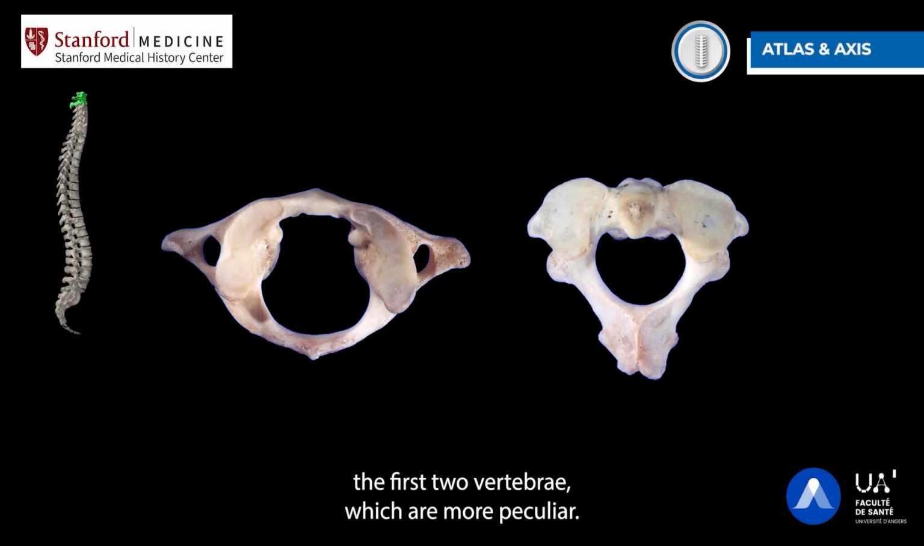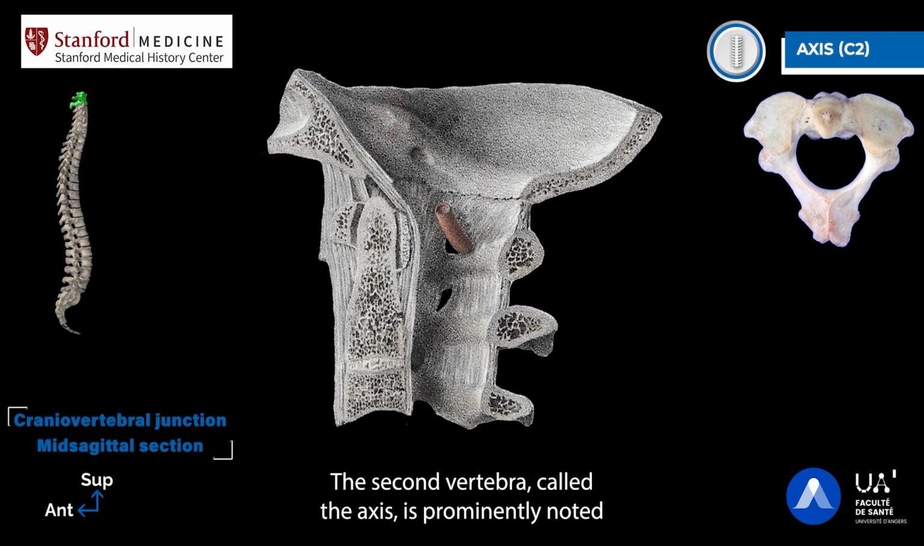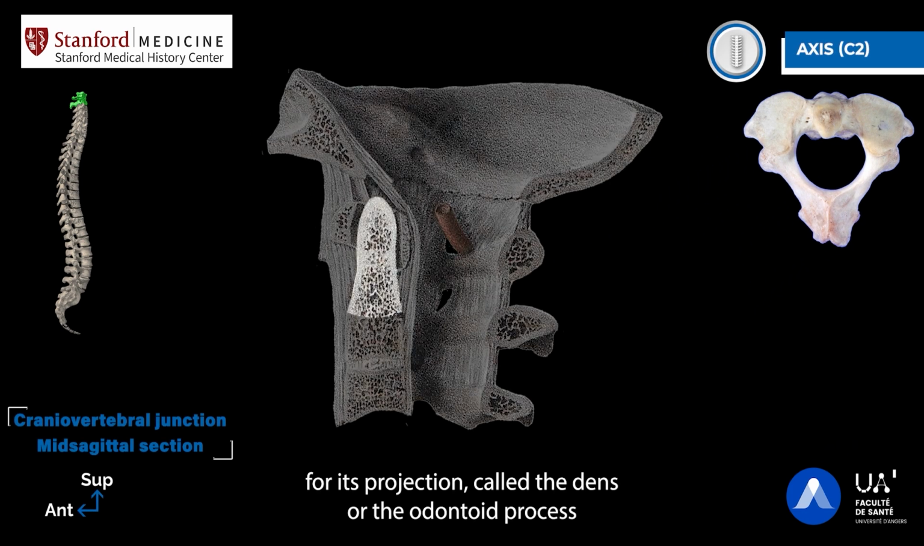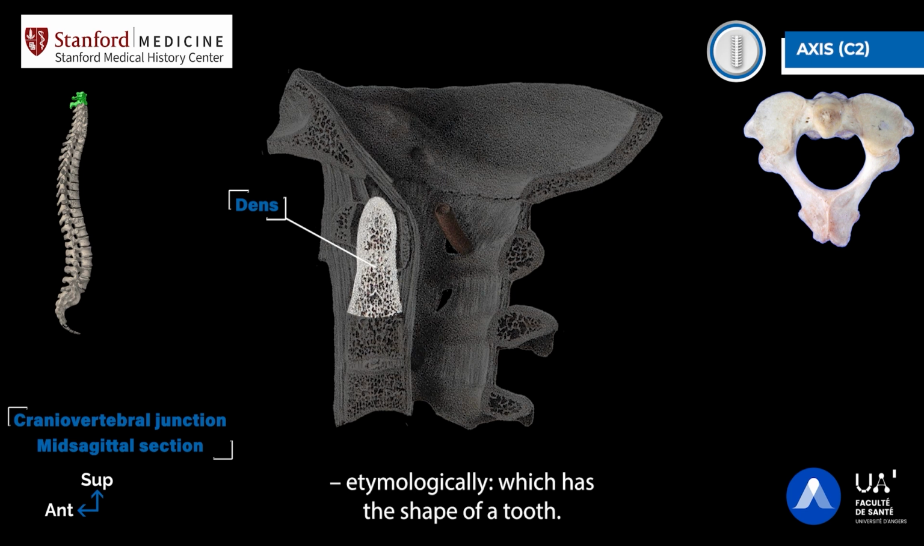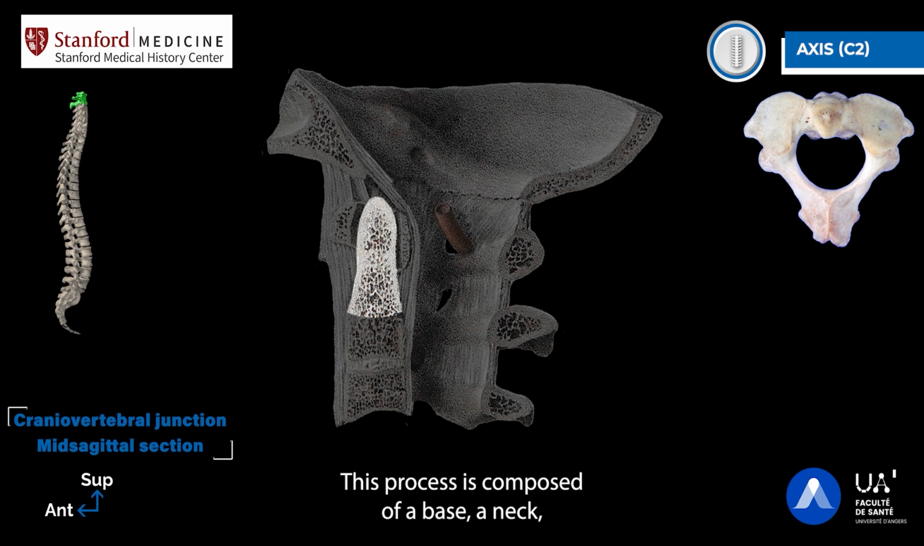Let us now describe the first two vertebrae, which are more peculiar. The second vertebra, called the axis, is prominently noted for its projection called the dens or the odontoid process, etymologically, which has the shape of a tooth.